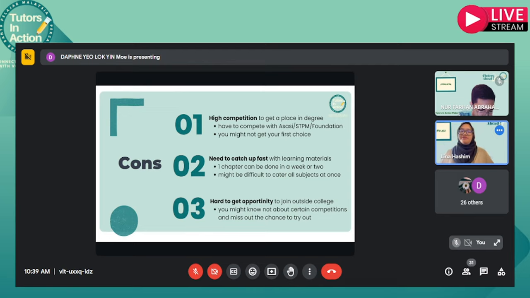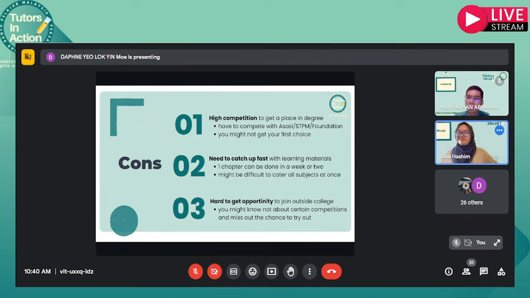And the third one is, it's hard to get opportunity to join activities outside the college. If you guys realize that, because matriculation kan, dekat satu college of matriculasi, they are 2,000 students. So these 2,000 students need to compete to get a place to join activity or competition outside the college. So they will only choose like selected students, and it might not be you. Kalau you pernah keluar sekolah, always participate waktu sekolah rendah or sekolah menengah, in matrix, it's not going to happen like that. Sebab only selected students sahaja yang akan keluar, then represent the college.